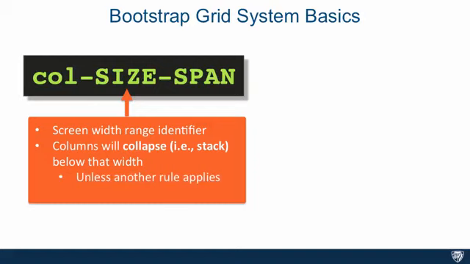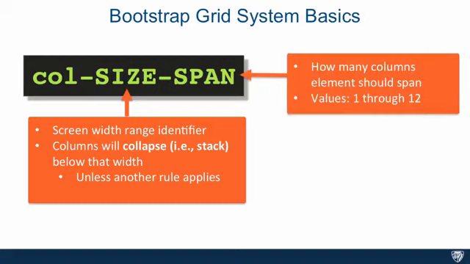So for example, if for LG, large, you specified one column span, and then for a medium size you specified another column span, well, when you squeeze the browser, make the browser less wide, and you cross that threshold of 1200 pixels, the large column span will no longer apply. But if you've specified an MD, or medium, size of the screen, that will then kick in and apply. And the span is really all it is: how many columns the element should span.